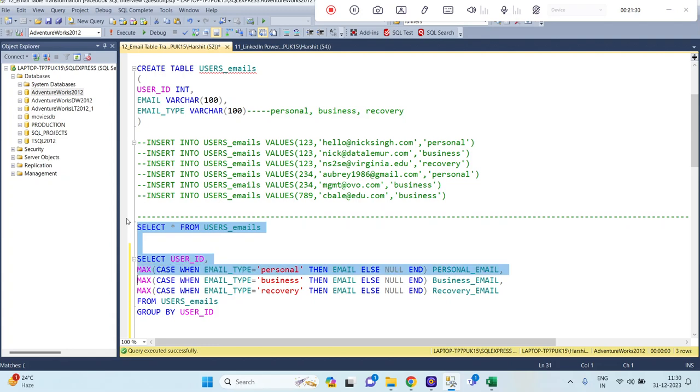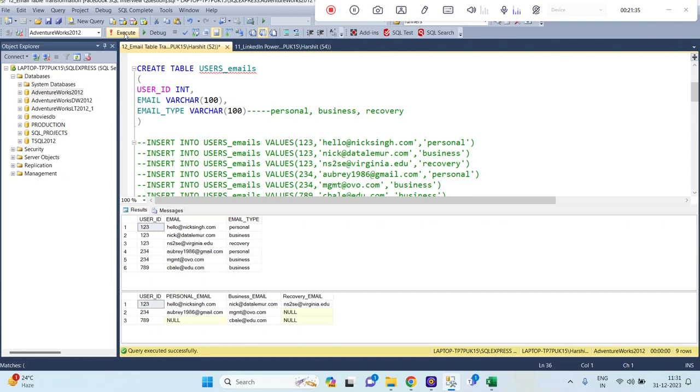Now let me execute both these queries. If you see over here, 234 has personal and business email only, right? The recovery email is not present, so it is null. Again, 789 has only business email, no personal email and no recovery email, so it is null. That is perfect, right? Per user, we are getting only one row. And for 123, personal, business, and recovery, all three emails are present.